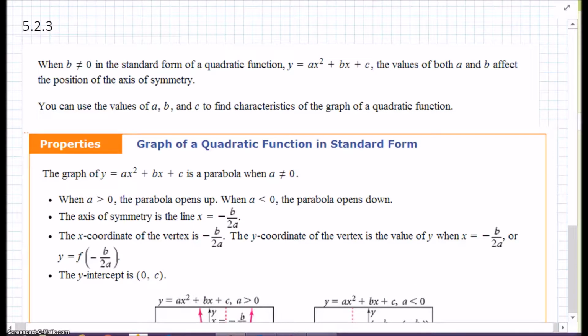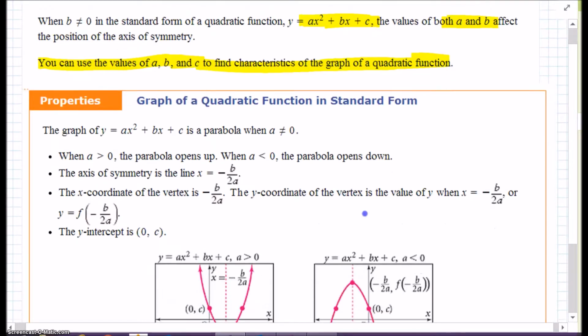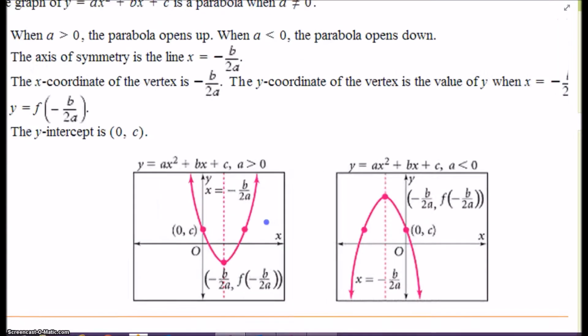When b is not 0 in the standard form of the quadratic, y equals ax squared plus bx plus c, the values of both a and b affect the position of the axis of symmetry. You can use the values of a, b, and c to find characteristics of the graph. So what kind of characteristics are we talking about?